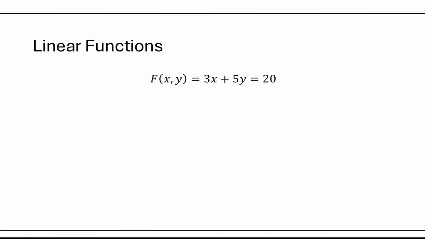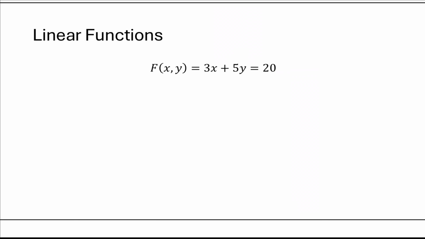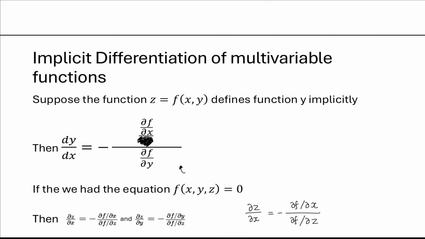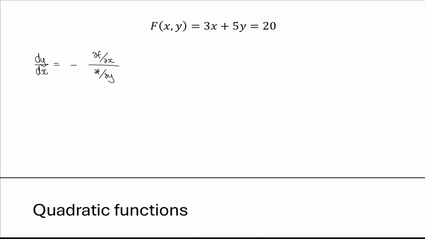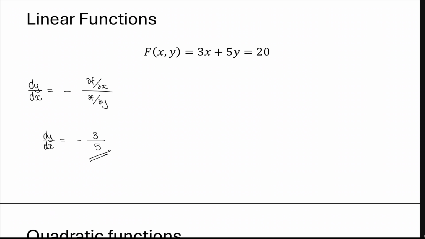Cool. If we now look at some examples, here we've got a linear function. A function of x and y is equal to 3x plus 5y, and we've given it the value 20. If we find dy by dx, we will have to do this, just writing down the formula from above. When we partially differentiate this function with respect to x, we just get 3. And then partially differentiating with respect to y, we just get 5. So we get minus 3 over 5 for our linear function.